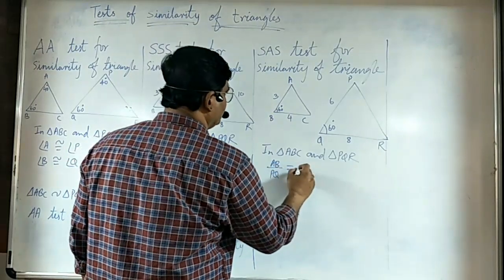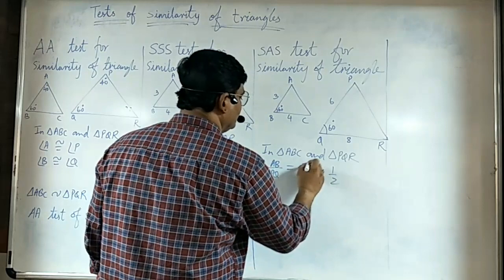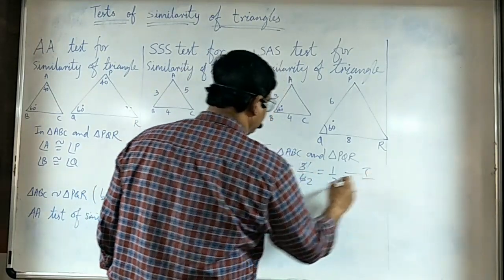Now AB upon PQ is 3 upon 6. That comes to 1 by 2, since 3 ones are 3 and 3 twos are 6. That's my statement number 1.